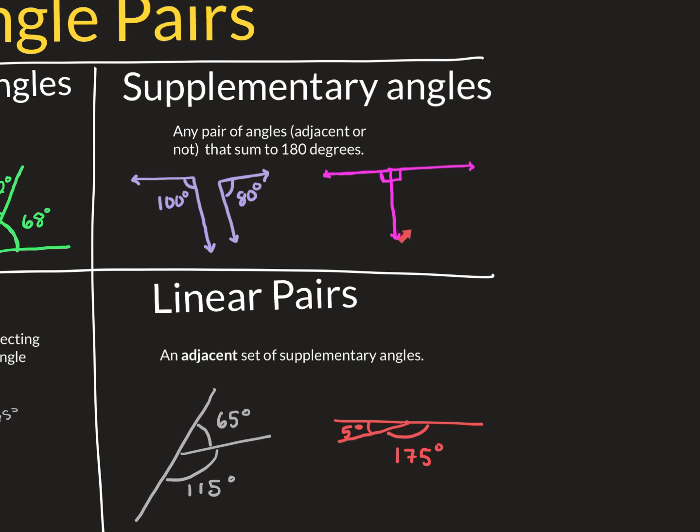Up here, the pink is definitely a linear pair. The purple is not a linear pair. You would need these to actually be sharing a side and a vertex, which these are not. So sometimes supplementary are also linear pairs. Linear pairs are always going to be comprised of supplementary angles, but sometimes you can have supplementaries that are not linear pairs.